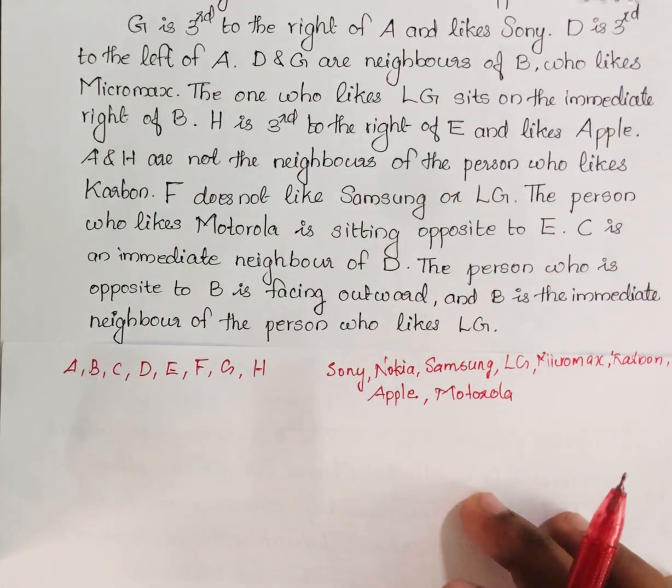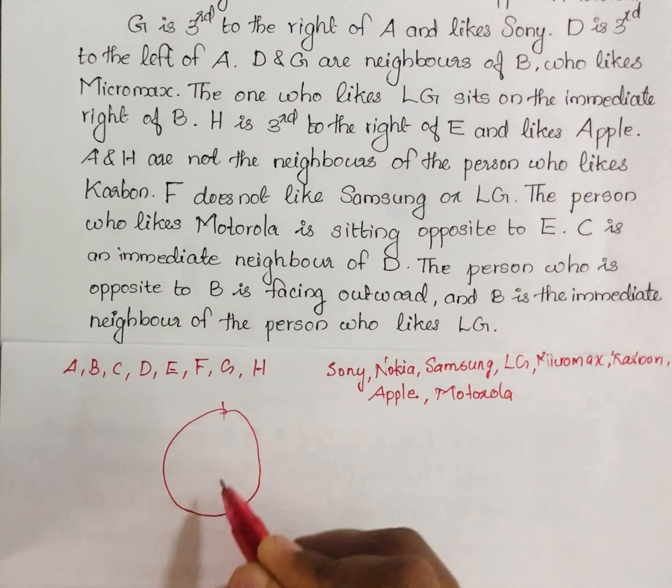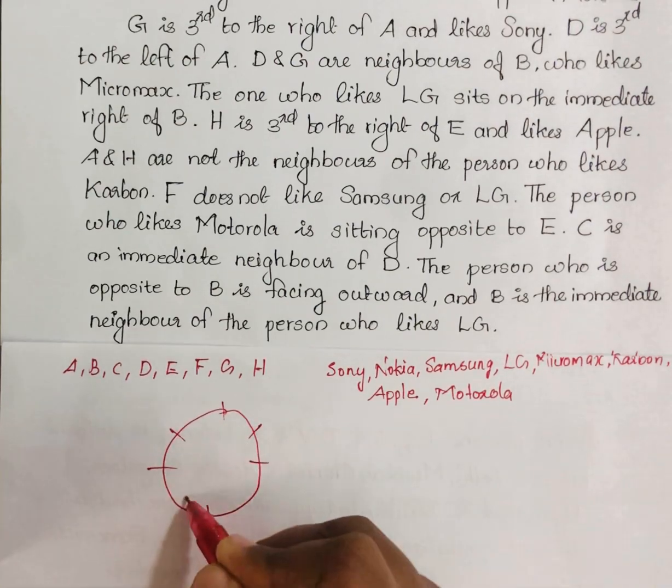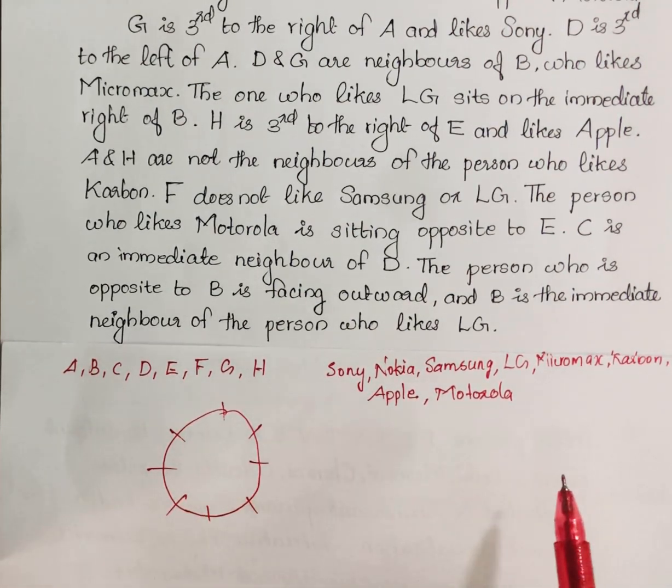First, for doing this one, we have to draw the circle. And 8 persons, so we have to mark 8 places. Okay, so here the first condition given is G is third to the right of A and likes Sony. But we don't know whether A is facing towards the center or outside. Either we can start with this first condition, at that time we have to make two diagrams. In one diagram A is facing the center, in the other diagram A is facing outside.